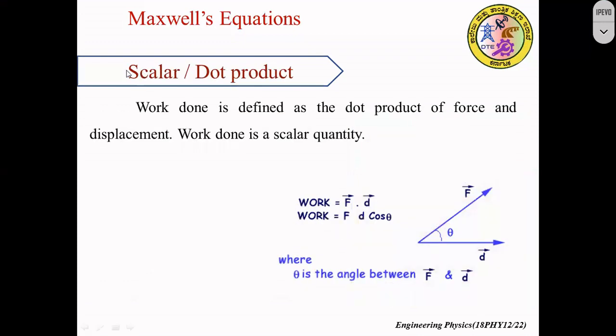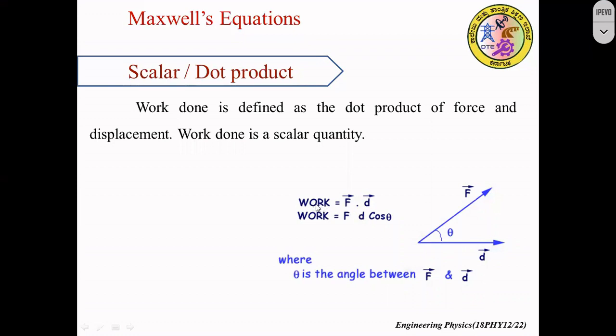What is an example for a scalar product? Work done is the best example for the scalar product of two vectors. We know how work done is defined. Work done is defined as the product of force and displacement. Force is a vector quantity, displacement is a vector quantity, but the work done is a scalar quantity.